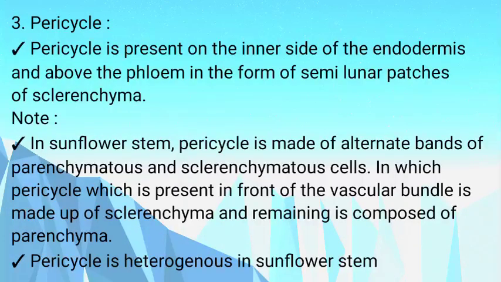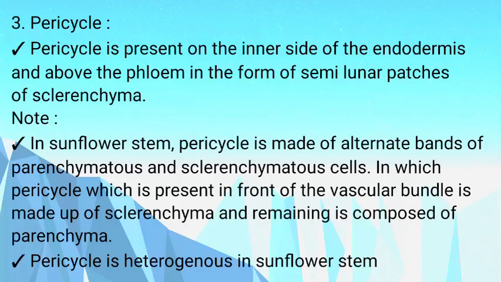Next one is pericycle. Pericycle is present on the inner side of the endodermis and above the phloem in the form of semi-lunar patches of sclerenchyma. In dicotyledonous stem, pericycle appears like semi-lunar patches present inside the endodermis and outside or above the phloem. And the important thing is the pericycle of dicot stem is mostly made up of sclerenchyma.